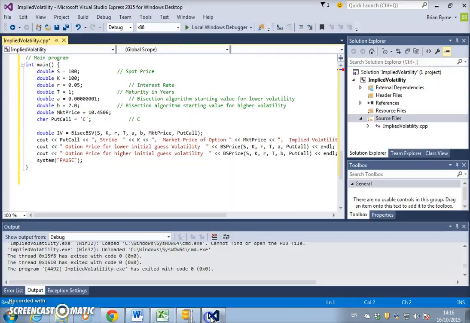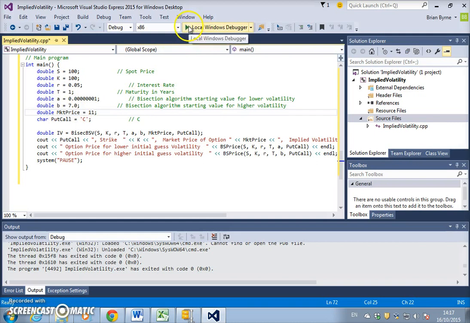And we go into our Visual Studio Express 2015. We change the number here to 11. So that means that the market price of the call, we're assuming, is trading in the market at 11. Otherwise, the parameter values are the same. We have an initial low guess for volatility and an initial high guess for volatility. In other words, this is way less than 1%. It's a one-millionth of a percent. There's the actual number value. And here we have a double, so that's 700%.